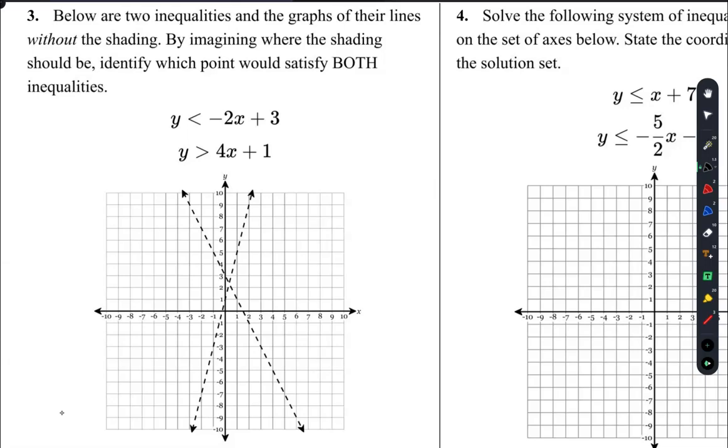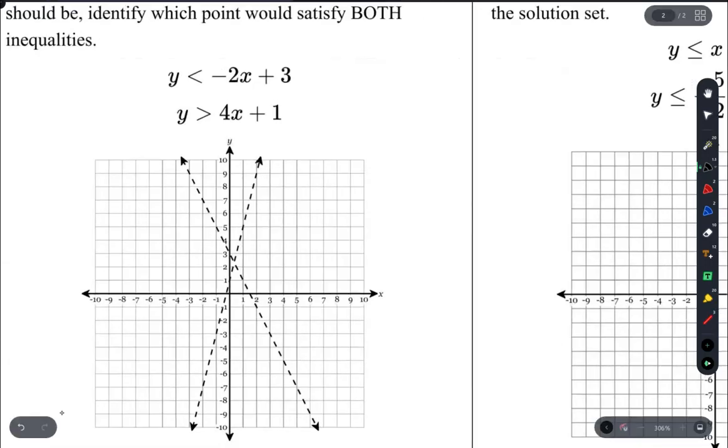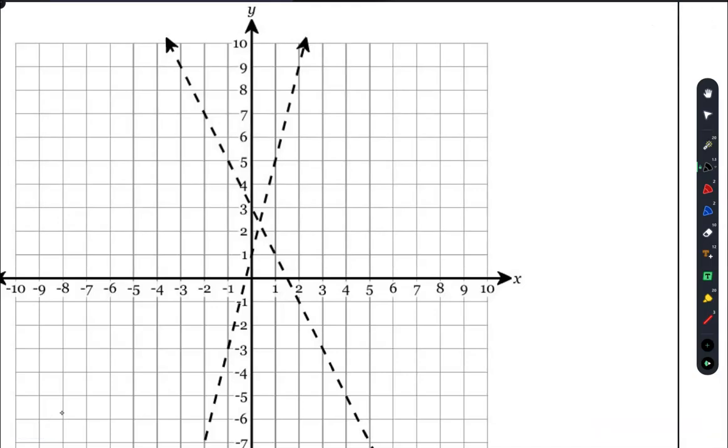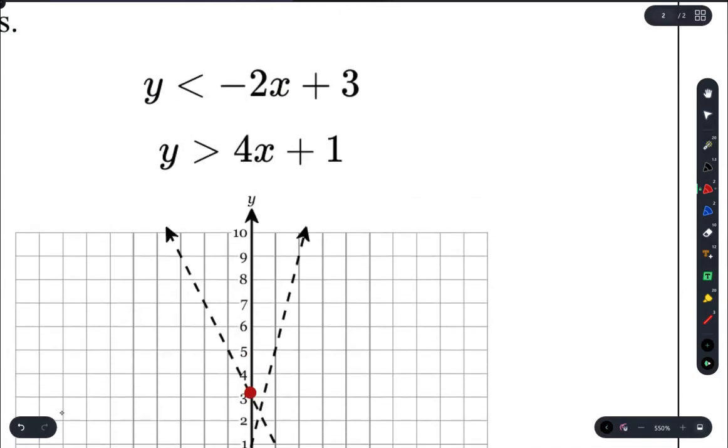First, we've got to figure out which one of these is which. I've got y is less than -2x plus 3. It's got to be the one that starts at 3, which is this one. I'm going to change the colors here. Hopefully it won't be too big. That one starts at 3, so that's going to be this one.